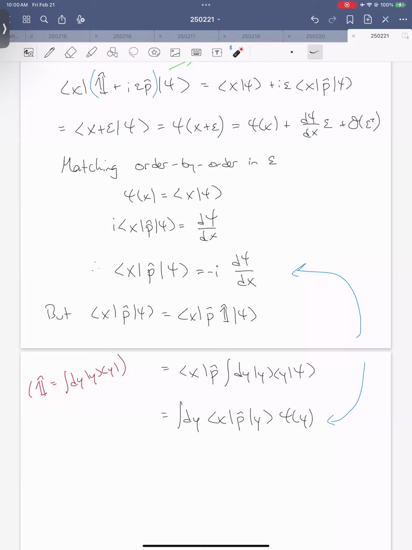So I believe everybody said they were comfortable with Dirac delta functions yesterday. Are people comfortable with derivatives of Dirac delta functions? Have you seen that before? Okay, fine.